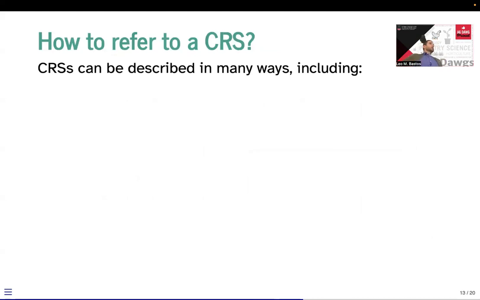Okay, so CRS is used to place something in space. We have two main categories, geographic and projected. But whenever it comes to software, and this doesn't have to be R, it could be Python, ArcGIS, QGIS, whatever software you use with geospatial data, you're going to need to refer to a CRS if you want to assign it to a layer or change it to something else. So we have to have a way to refer to them. There are a few different ways, and I'm going to show you some of them.